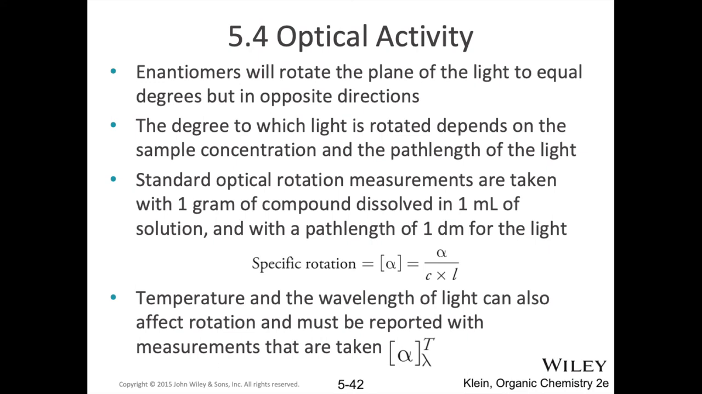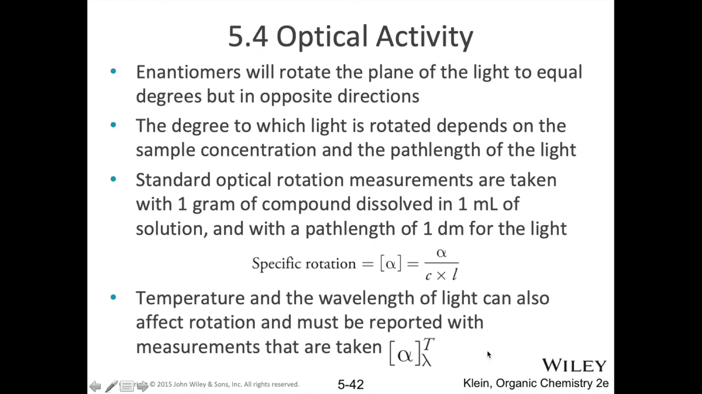Now, there are other factors besides the enantiomer used that affect how much the light gets deflected. It might depend on the concentration of your sample. It might depend on the path length of the light, like how far the light's traveling, and things like that. So if we take that into account, we get what's called a specific rotation. Right? So if we have 1 gram of a compound in 1 milliliter of solution with a path length of 1 decimeter, we can basically get a standard there for optical rotation that we call specific rotation, and we designate that with a Greek letter alpha.